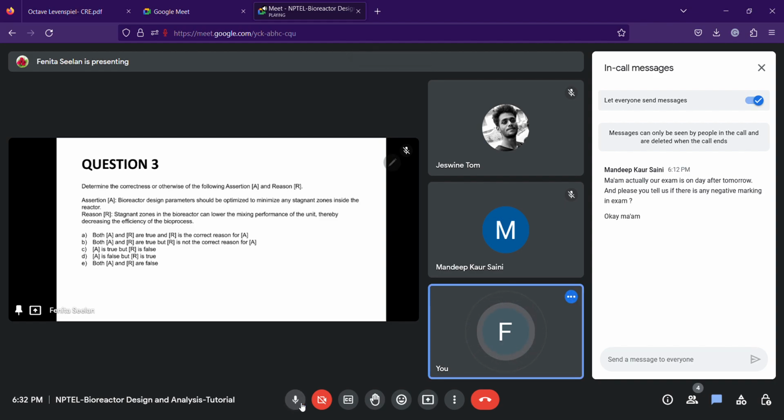So the answer for this would be what? Both your assertion and the reason are correct, and your reason is the correct explanation. Your R is the correct reason for your assertion A.